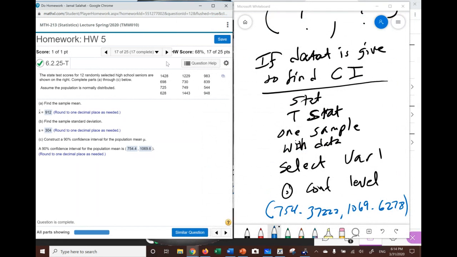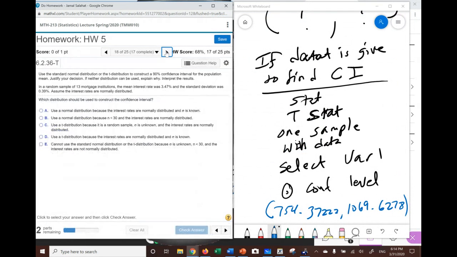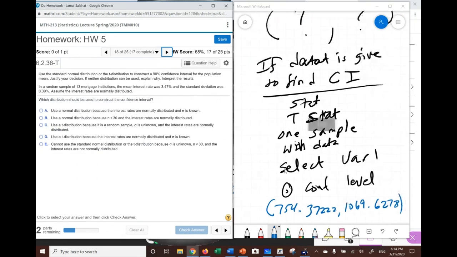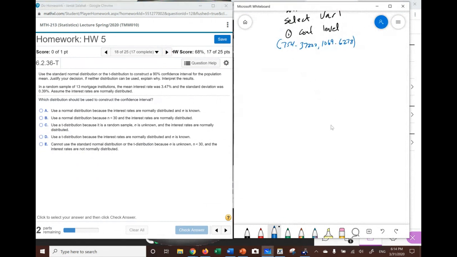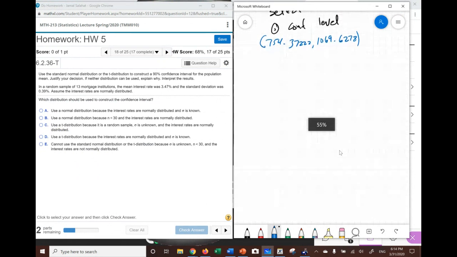Now, one more. We'll do this problem, and let's see what we have. In this problem, it says use the standard normal distribution or the T distribution. And again, here they're trying to trick us. They tell us use this or that. So are we going to use standard normal?